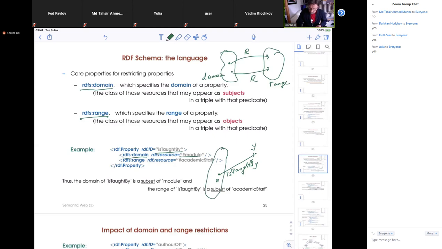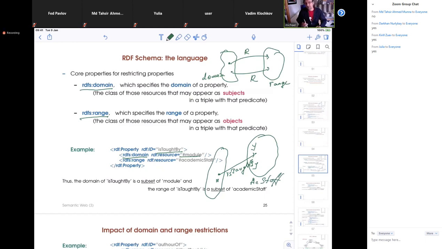What could be the range? Well, here I would say it's an academic staff member. In Moscow, you would say преподаватель or препод or whatever. So something like this. So here I write academic staff.